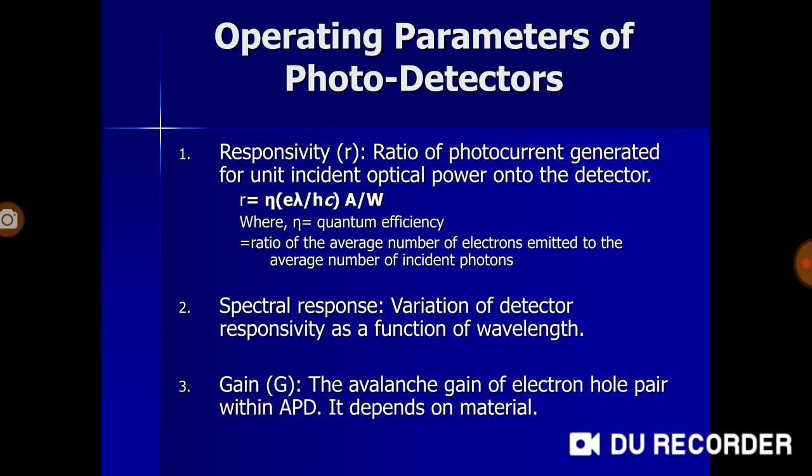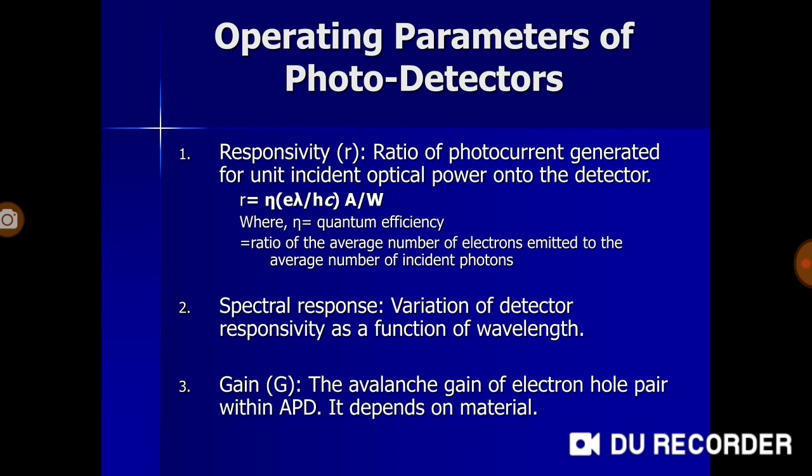First, responsivity, R. We came across it earlier, but it is defined as the ratio of photocurrent generated per unit incident optical power onto the detector. So R is equal to eta e lambda by hc, and the unit is ampere per watt. Since it's current, it is ampere, generated per unit incident optical power. The power is watt, so ampere per watt.